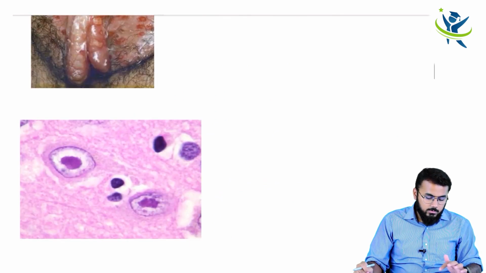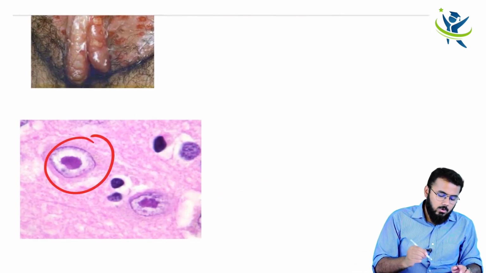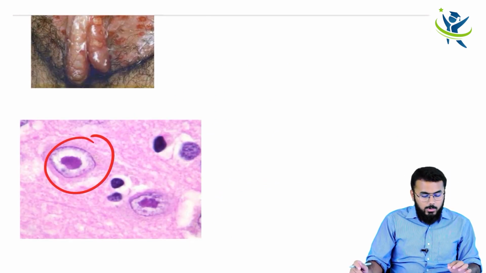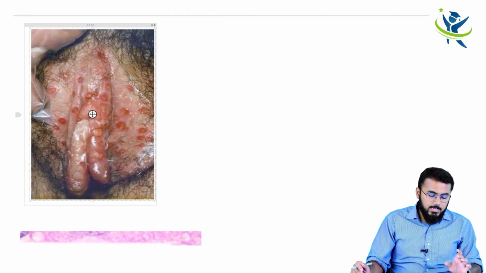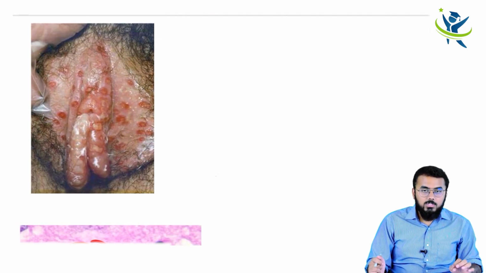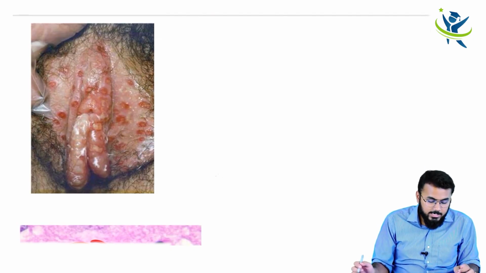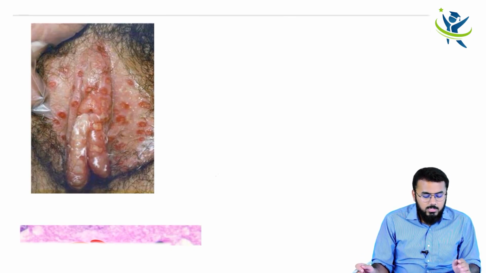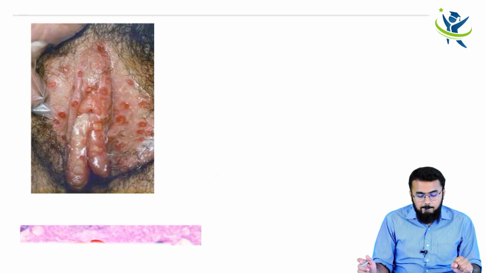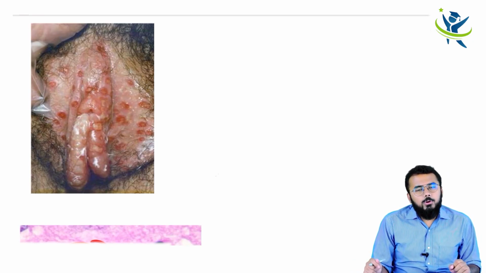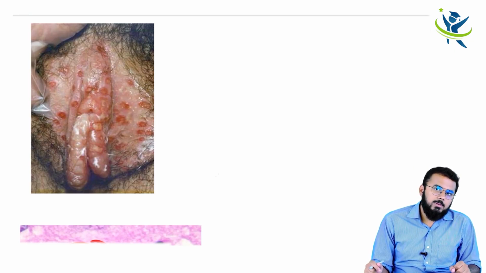So let me show you these bodies, guys. These are the bodies over here. These bodies are called Cowdry bodies, and this is the female genital tract. Now in this female genitalia, you can see ulcerations everywhere, right? These are called the genital herpes ulcerations. So this is all the important thing which you need to know regarding the herpes simplex virus type 2.